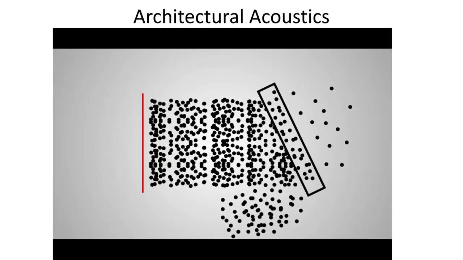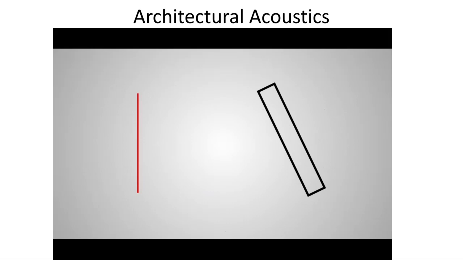We can also model it like this. All materials transmit, absorb, and reflect sound. This is a function of the material mass, surface smoothness, fiber orientation, porosity, airtightness, and stiffness.